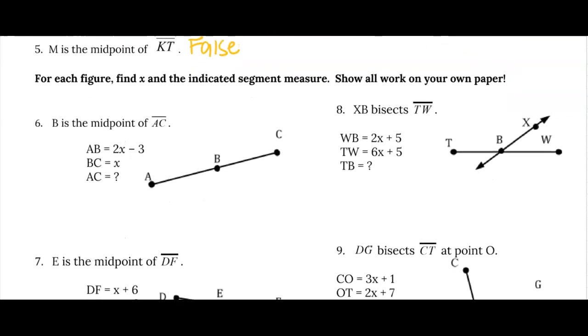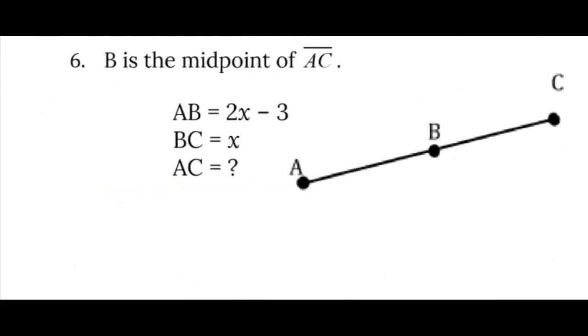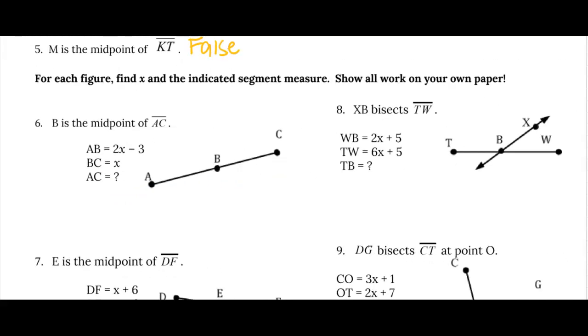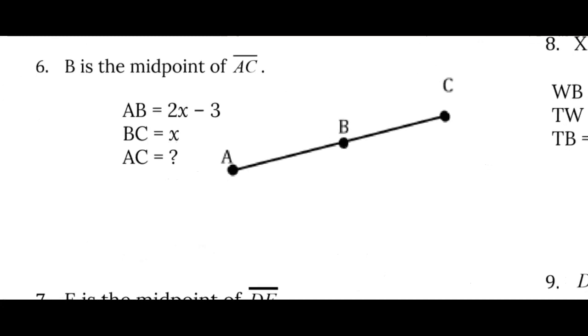Now we're going to use what we know about midpoints to answer these questions here. So the first one says that B is the midpoint of AC. So since we know that B is the midpoint of AC, we know that AB is congruent to BC. Labeling the picture with what they've told us, 2x minus 3 on AB and x for BC, we can see that we have two congruent segments. If we want to find x, we will build off of AB equal to BC. So we'll set 2x minus 3 equal to x.